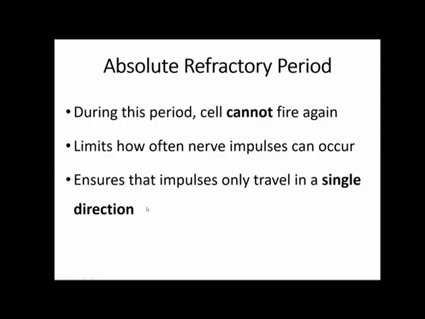And that's what this slide here says. So during our absolute refractory period, during that time when the cell is extra negative, the cell can't fire again. We can't have another action potential. And that's because the cell is basically resetting to get us back to our resting potential. And this is important because having that little pause, that point where the cell can't fire again, that's going to limit how often nerve impulses can occur.